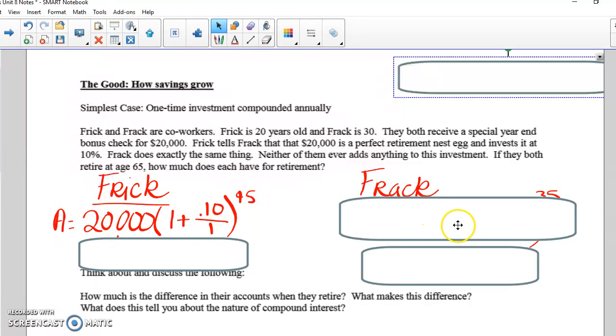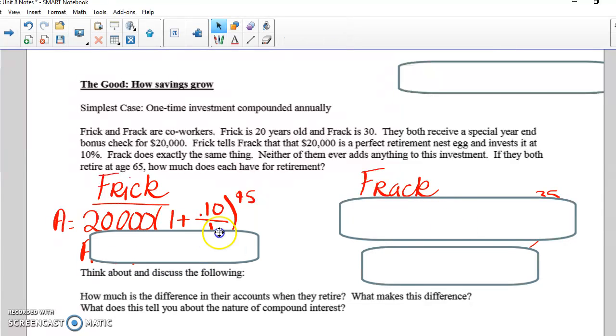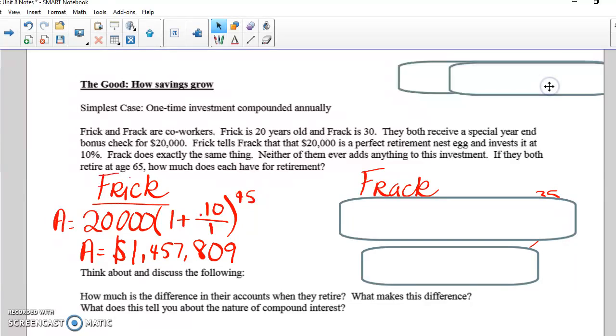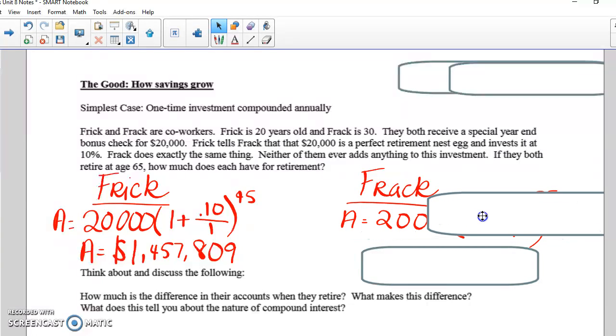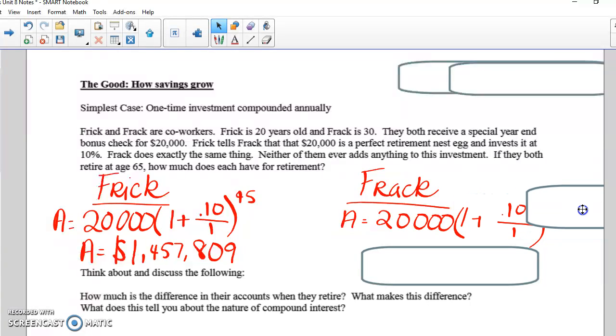Okay, I guess then we would solve it, right? Oh, look at that. Frick's $20,000 turned into almost $1.5 million in 45 years. Whoa. Frack, on the other hand, starts with his A. He has the same initial value and the same interest, but what changed is the years. Instead of a 45, he has a 35.